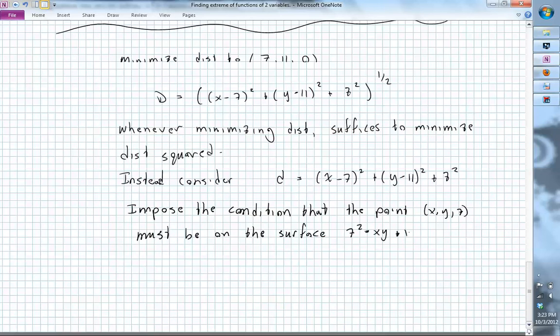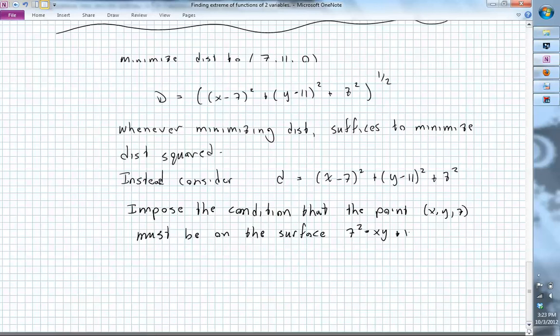I impose the condition that the point xyz must be on the surface, z squared equals xy plus 1. What does it mean for a point to be on that surface? If I give you a point, 3, 3, 9, how do I know whether it's on the surface or not? Does it satisfy the equation? Does 3 times 3 plus 1 equal 81? No. So, fail.